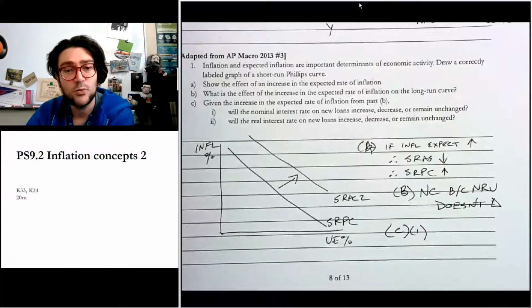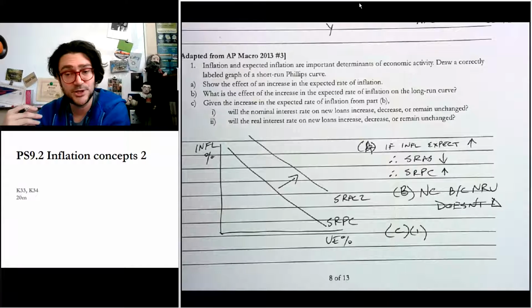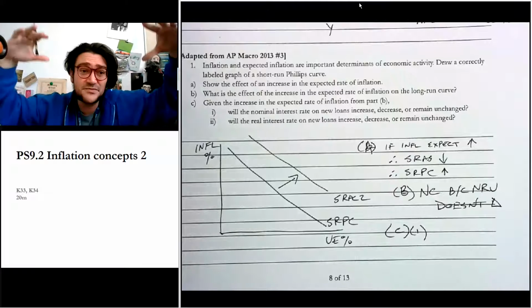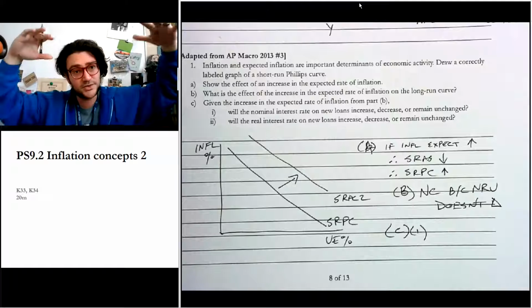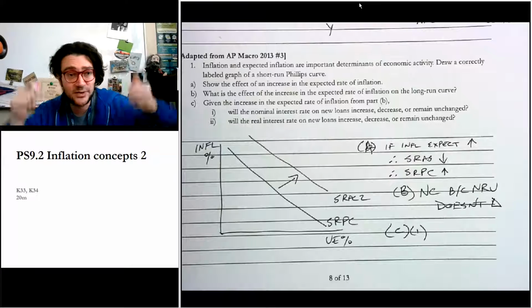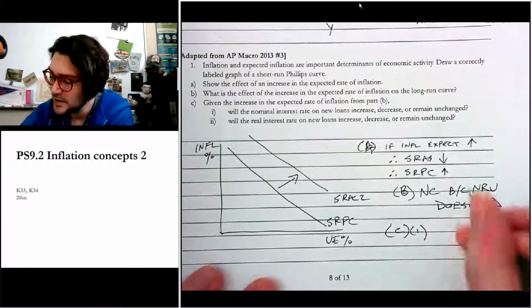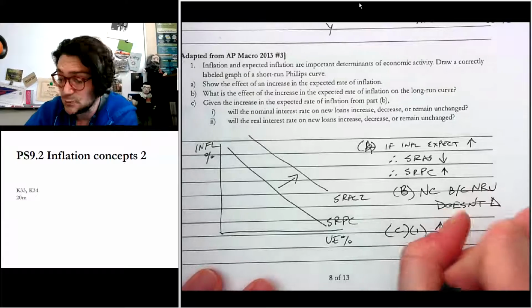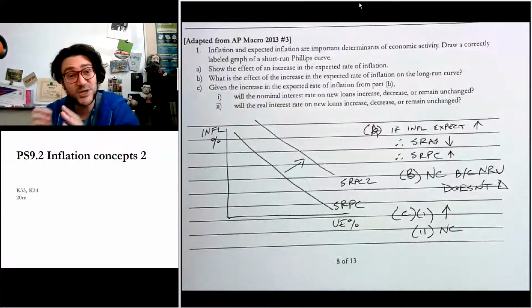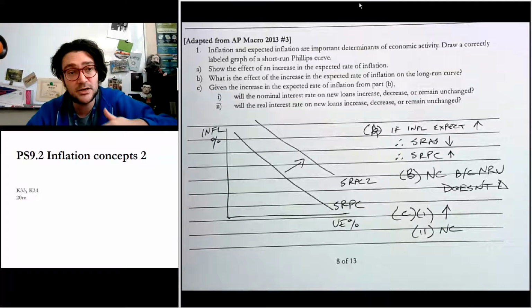C1. Given the increase in the expected rate of inflation, will nominal interest rates on new loans increase, decrease, or remain unchanged? So this is an interesting one, right? Remember, if you're a lender and a borrower and you expect inflation to get higher, then you're just going to price that into the loan. So the way that you do that is you make the nominal interest rate higher to account for the higher inflation, and it keeps the real interest rate the same. So C1 would be an increase, and then there would be no change for the real interest rate. And again, that's because it's expected. We all just go, okay, we expect the inflation to be a little higher, so we make the nominal higher, real stays the same.